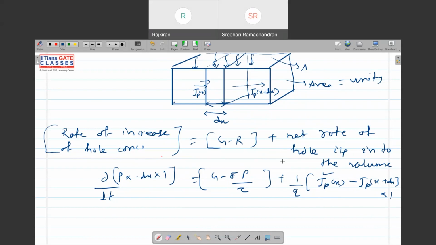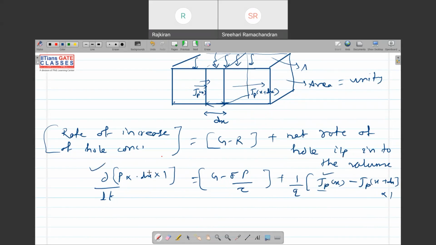Right. So JPX by Q into area, which is unity, is the number of carriers entering into the volume. Minus the number of carriers leaving the volume, which is JPX plus dx, the current leaving this volume, into area by Q. Is this equation clear to you?